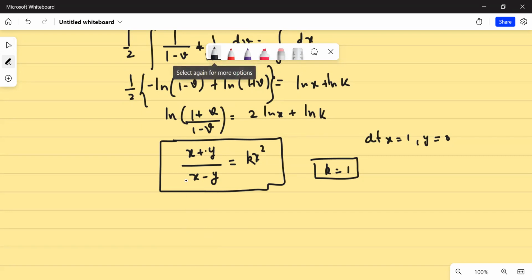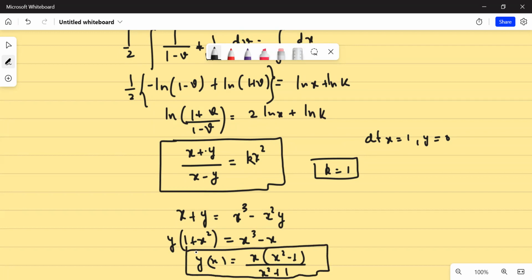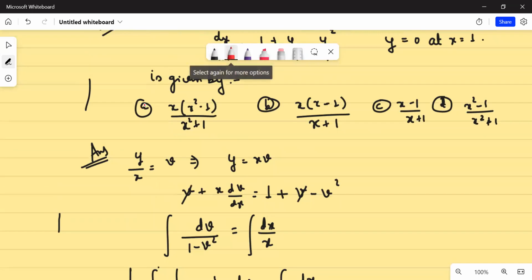So extracting y from here, what I'll get, x plus y is equal to simply x cube minus x square y. Replace it here. So you'll get x cube minus x, and here you have this y, and this is 1 plus x square. If you take it there, so y as a function of x, you will get x into x square minus 1 divided by x square plus 1. I hope it is clear. So the answer to this thing should be option number 1, right? Is that clear?